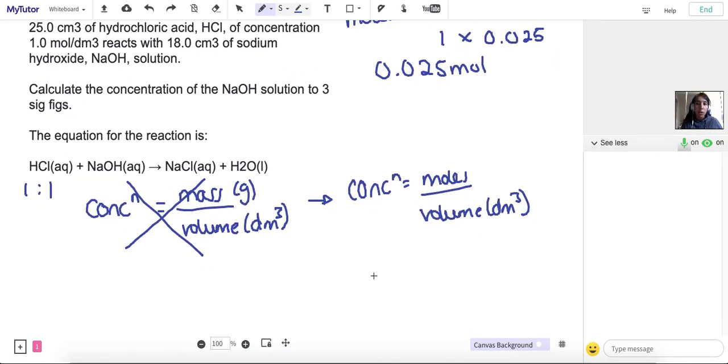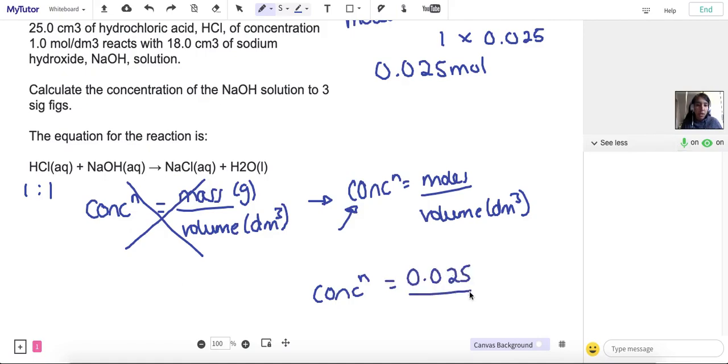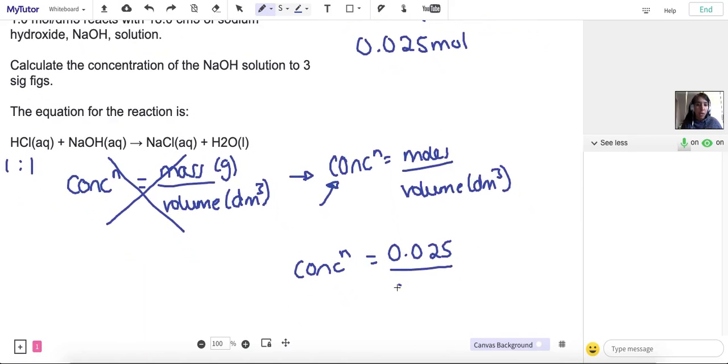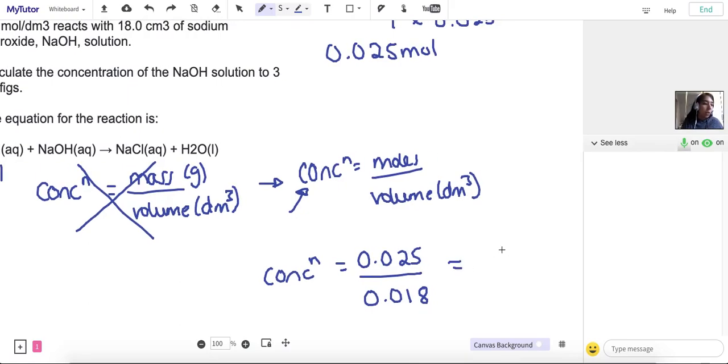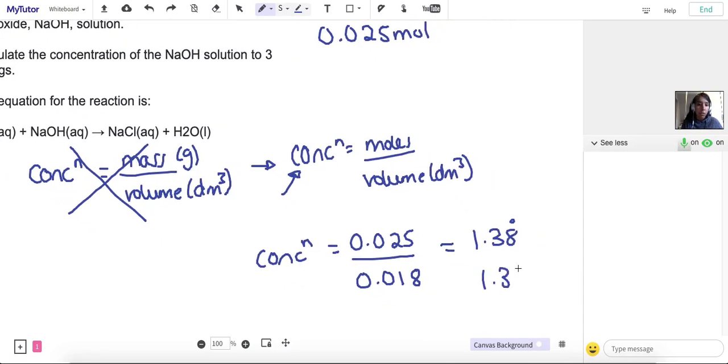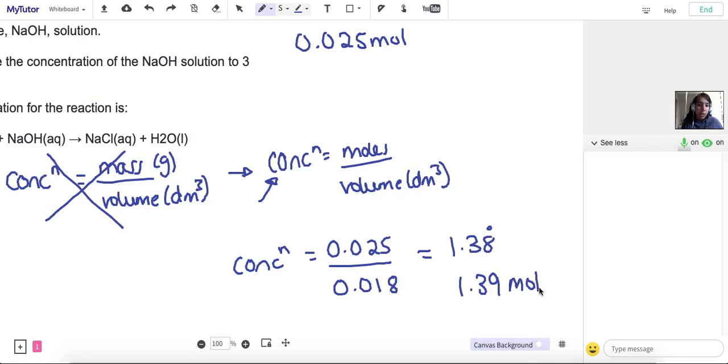So to calculate the concentration of sodium hydroxide, we just use this equation here, and we've got the number of moles, which is equal to 0.025 divided by the volume. The volume is 18 centimetres cubed, so again we need to divide by 1,000 to put that into decimetres cubed, which gives us 0.018. If you do that on the calculator, you will get an answer of 1.38 recurring. Remember, we want it to 3 significant figures, so that makes 1.39 moles per decimetre cubed to 3 significant figures.